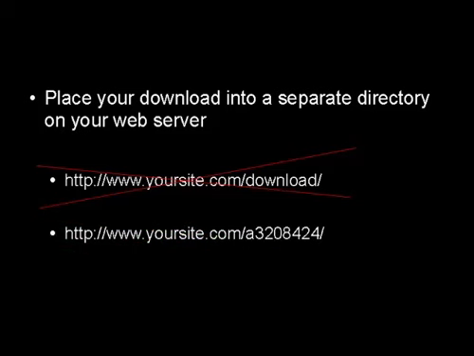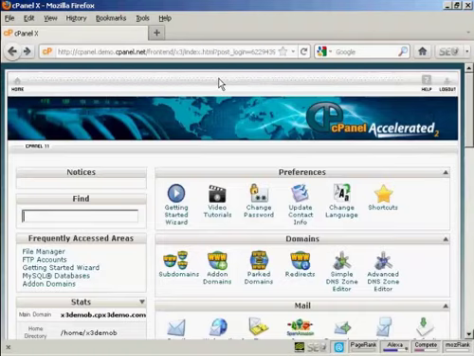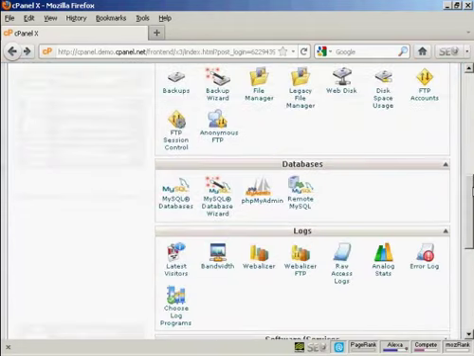What I like to do with my download directories is to give them a random combination of letters and numbers that's going to be very hard for people to guess. And you want to call the actual page that people are going to go to in this directory index.html, because then you can just simply send them to the directory and the web browser will automatically load the index page. And once you've got that set up, log on to cPanel.